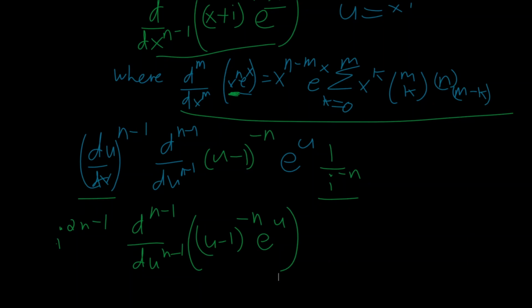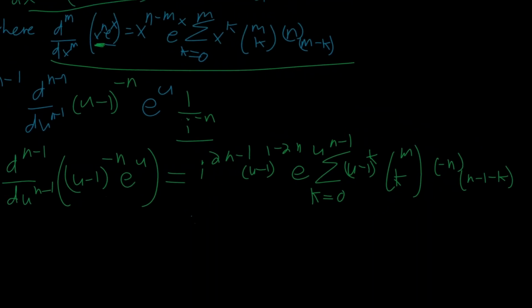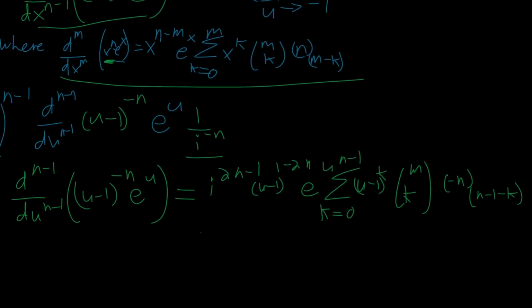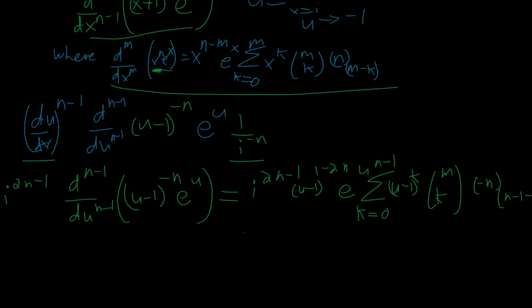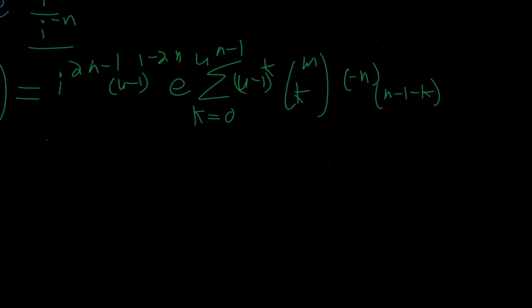So using our formula, we find the following. This right here is what you obtain whenever you apply this formula that we derived, and you plug in m equal to n minus 1 because that's how many times we're differentiating, and you replace all the x's being raised to a certain power with u minus 1s, right? And one more thing we need to do is take the limit as x approaches i, or in other words, because x approaches i, u is going to approach negative 1. So we can just plug in negative 1 into this formula and see what we get.